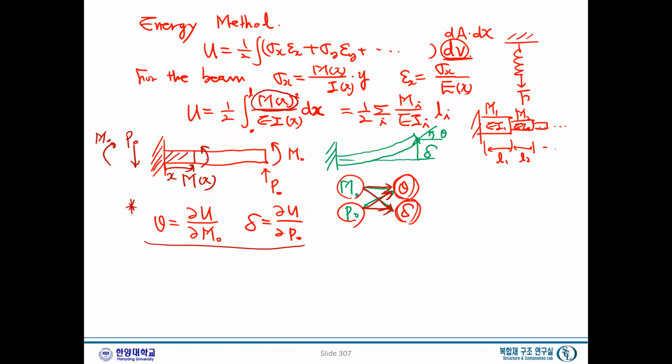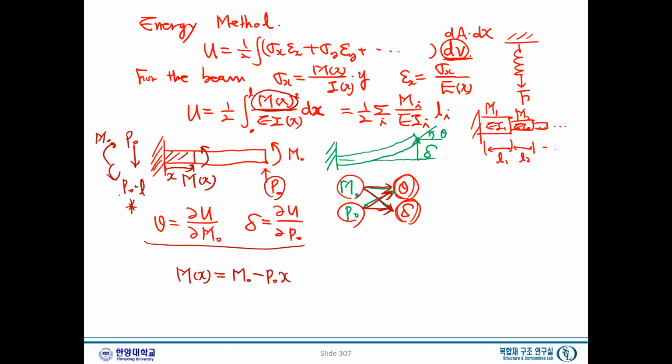And how do we get this one? Well, the moment M(x) is simply obtained using equilibrium, right? So M(x) is M0 minus P0 L, because this is the downward, and we have P0 x. And another important reaction moment at the end will be P0 times L, right? Because this P0 will cause the moment at the length L.